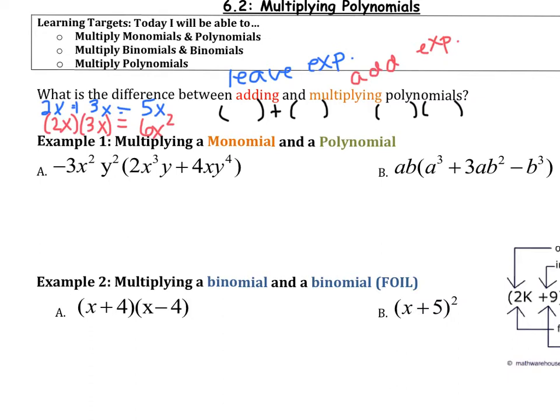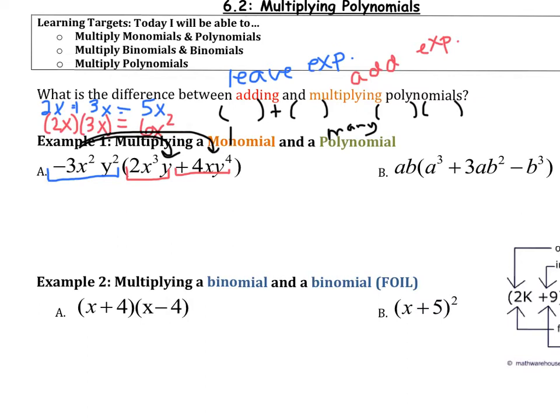We're going to multiply a monomial, one term, by a polynomial, many terms. So it looks like in A, we have the one term out front. All of that counts as 1 because it's all stuck together by multiplication. And we're going to multiply it on the inside by that term and by that term. So this is basically just distributing. So we'll multiply there and we'll multiply there.